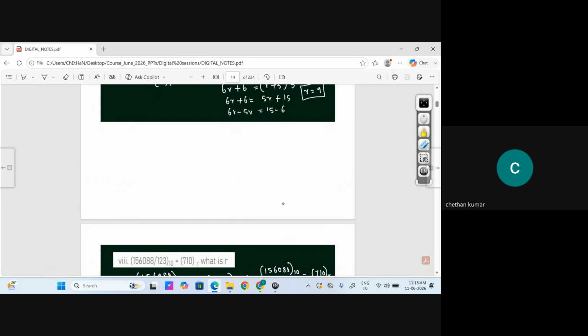Okay, I'll give a very big number. Note down this question: 156088 divided by 123 of base 10. This number also base 10, this number also base 10. This is equal to 710 base r. What is the r you should find out? Can you note it down?